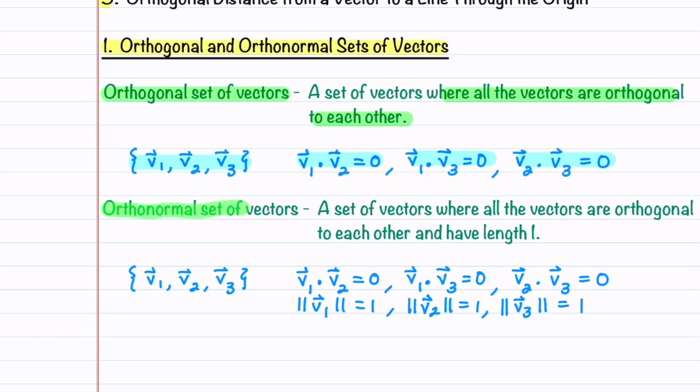An orthonormal set of vectors is a set of vectors where all the vectors are orthogonal to each other and have the added requirement that their length is equal to 1. If the set of vectors v1, v2, and v3 is an orthonormal set of vectors, the dot products of all the vectors are 0, and then the lengths of all the vectors are equal to 1.